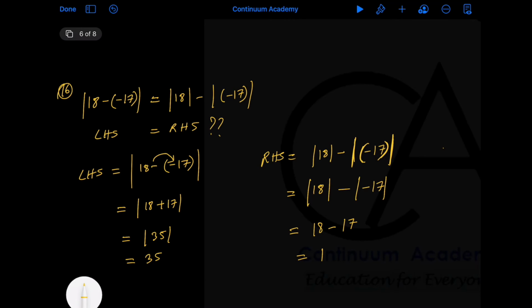So as you can check, the left hand side is not equal to the right hand side. 35 is not equal to 1, right? So our left hand side is not equal to the right hand side. That means in this question number 16, the option number 5 statement is not true.